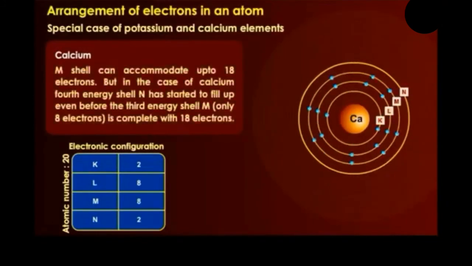Let us take an example for calcium now. M shell can accommodate up to 18 electrons, but in the case of calcium, the fourth energy shell N has started to fill up even before the third energy shell M is complete with 18 electrons, with only 8 electrons in it.